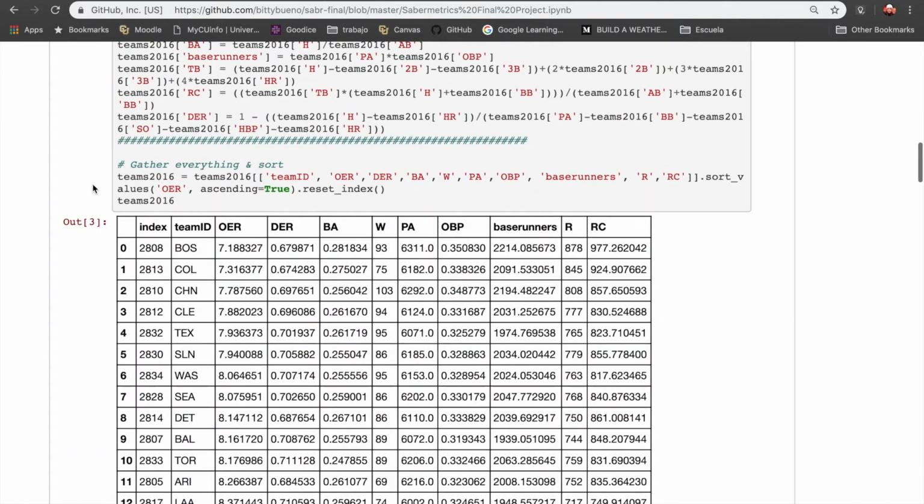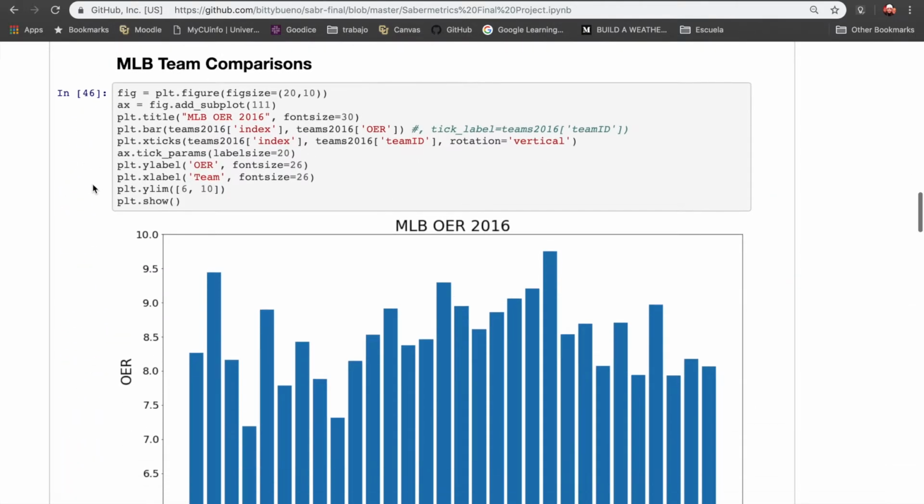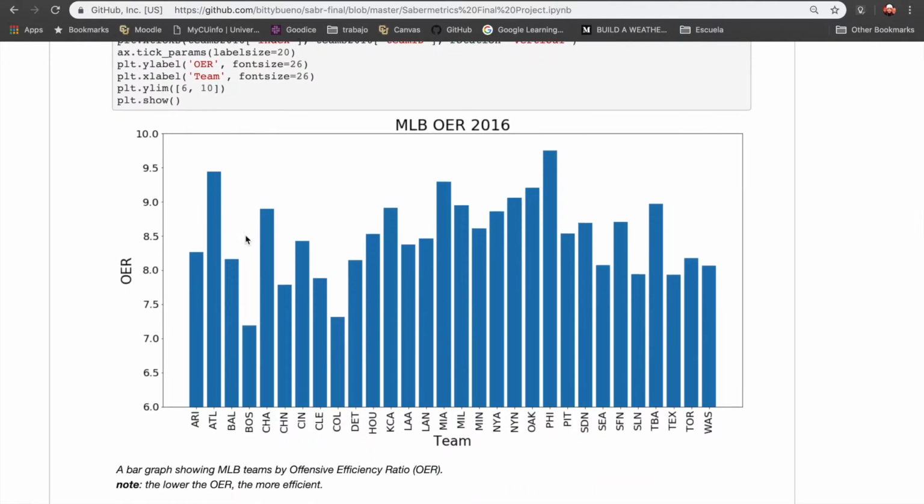So we go on to calculate OER for each individual team. And here is a look at a comparison of OER between all the teams. We see that Boston has the lowest OER, which means that they are the most efficient, followed by Colorado.